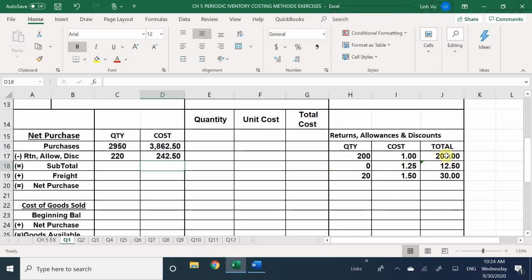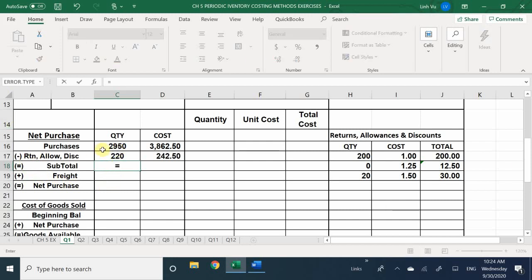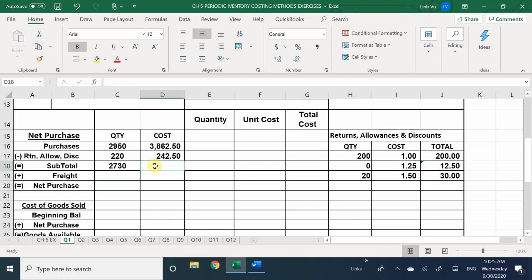We returned 200 from our first batch. We got a discount on the second batch for $12.50, and we returned 20 items in the third batch. Okay, giving us a grand total of this. Now, if we use our indicators on the left, we know that we're going to take our total amount and subtract the items that we returned to bring us down to now 2,730. Okay? Same thing's going to go for here. We're going to take our $3,862.50 and subtract the $242.50 to bring us a new grand total of $3,620.